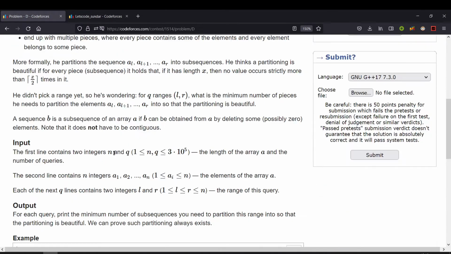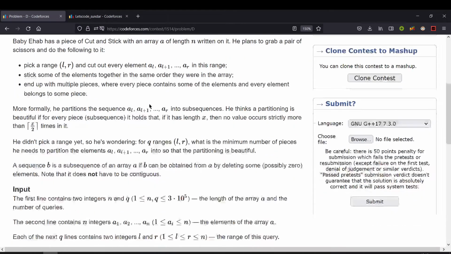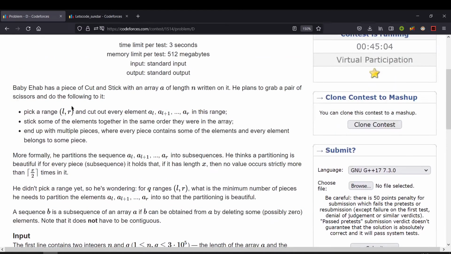Okay, now let's try this Cut and Stick. Baby Ehab has a piece of cut and stick with an array A of length n written on it. He plans to grab a pair of scissors and do the following to it. Pick a range L to R, cut out every element in the range. Stick some of the elements together in the same order they were in the array. End up with multiple pieces where every piece contains some of the elements and every element belongs to some piece.